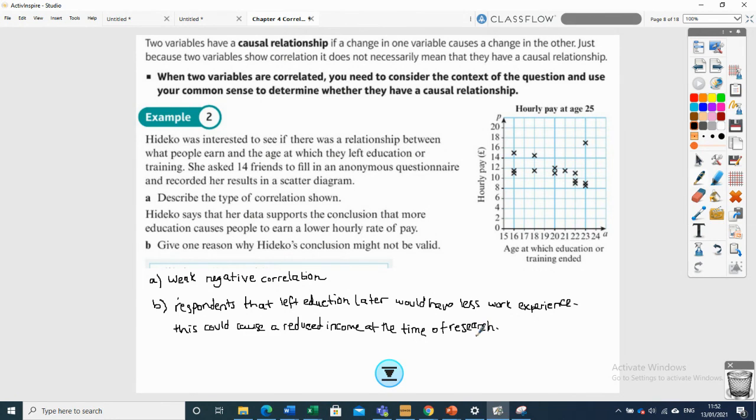Okay, make some notes on those examples if you need to, and then go on to exercise 4A and complete that for me.